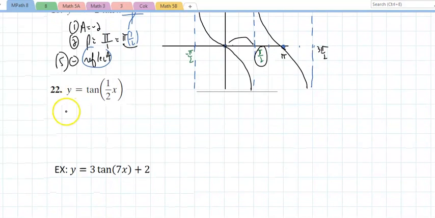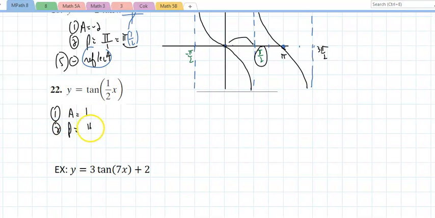If I look at number 22, 1, amplitude is 1, 2, period is pi divided, instead of dividing, I'm going to multiply by the reciprocal, it's 2 pi. So if I sketch a graph of this tangent, well, here it is.